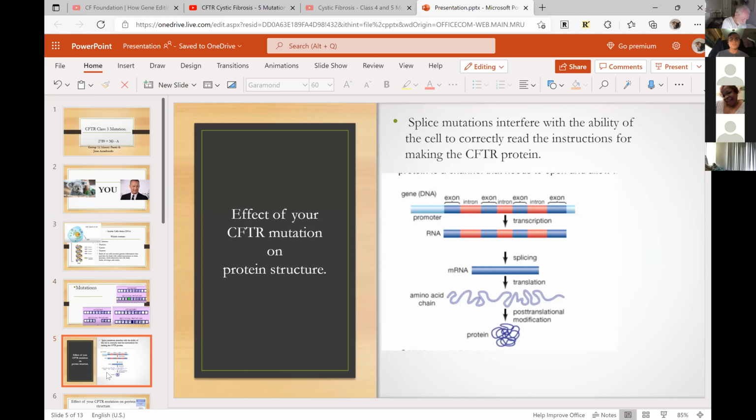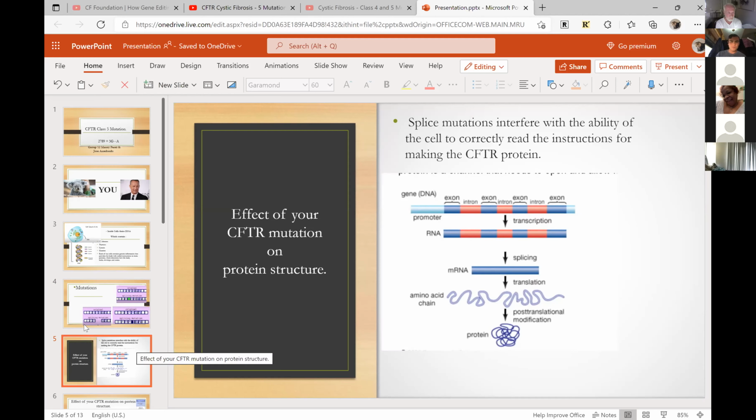So this affects your CFTR mutation on the protein structure. Splice mutations interfere with the ability of the cell to correctly read the instructions for making the CFTR protein. On this illustration, you can see how a protein is made from DNA. The amino acids are folded, forming a protein, which at the cell membrane is a channel that needs to open and allow ions to flow through. Exons and introns are translated into amino acids.